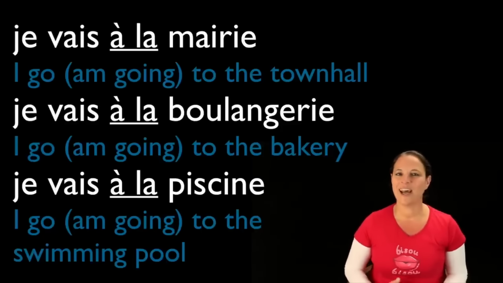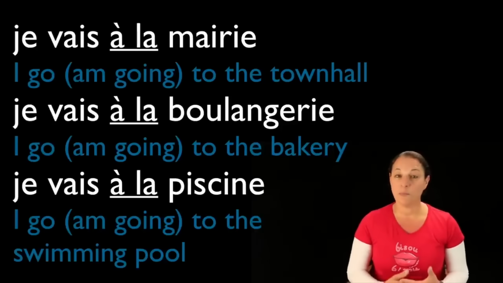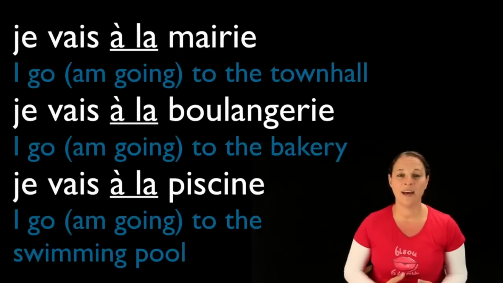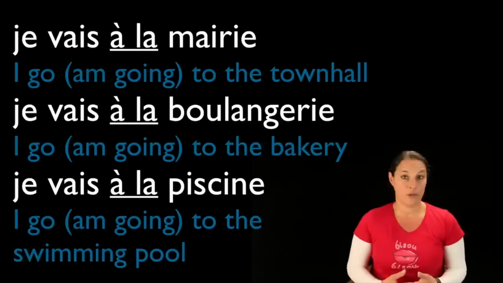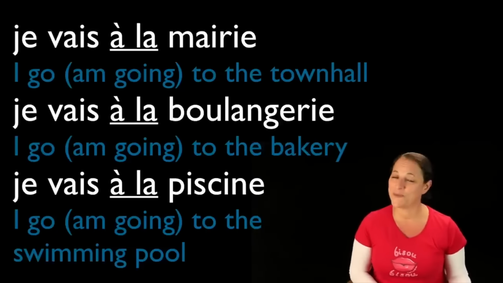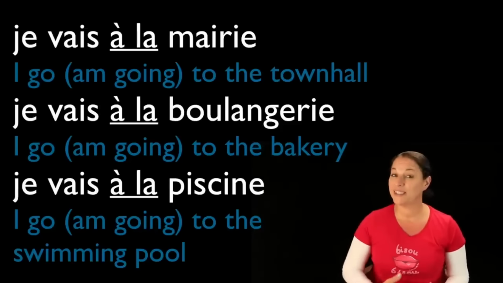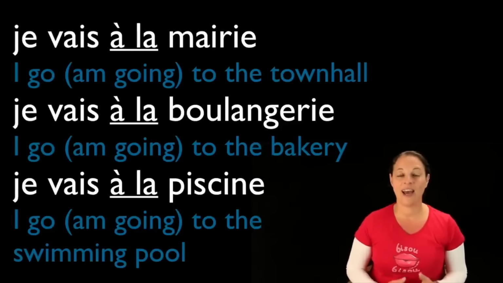Je vais à la mairie. The bakery would be je vais à la boulangerie. Je vais à la boulangerie. The swimming pool, because swimming pool is feminine, we use à la. Je vais à la piscine.